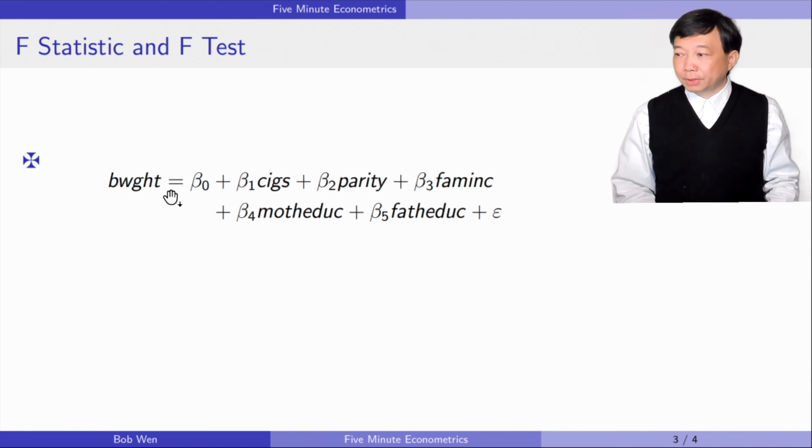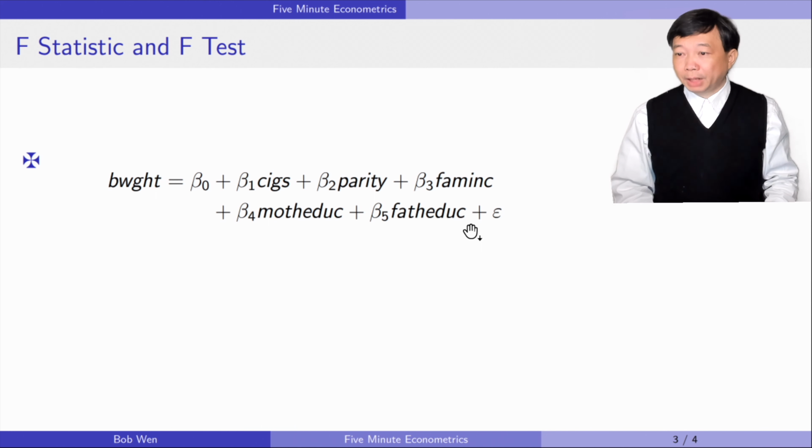You can download the dataset from the link below. It is a dataset from the textbook Introductory Econometrics, a Modern Approach, the 7th edition, by Professor Jeffrey Wooldridge. The outcome variable is birth weight in pounds. The explanatory variables include the average number of cigarettes the mother smoked per day during pregnancy, the child's birth order, annual family income, years of schooling for the mother and years of schooling for the father.